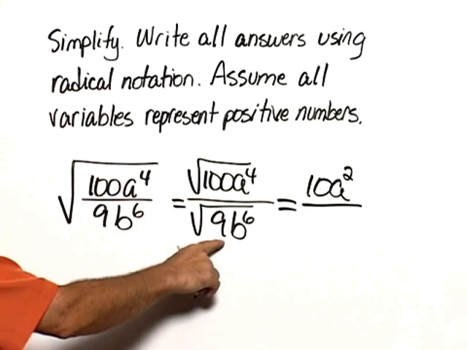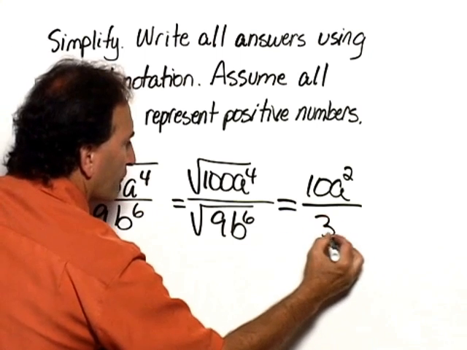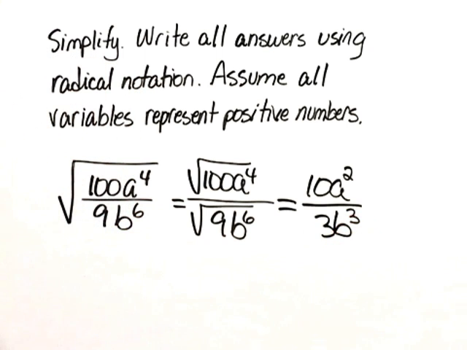Similarly, the square root of 9b to the sixth. 9b to the sixth is a perfect square. It's 3b cubed all squared. And therefore the square root would be 3b cubed. And so our answer is 10a squared divided by 3b cubed.